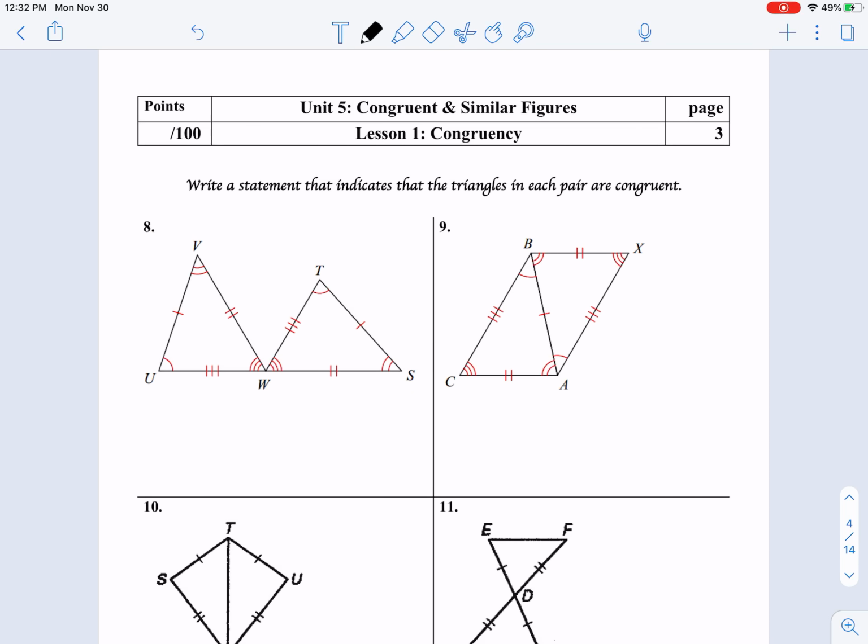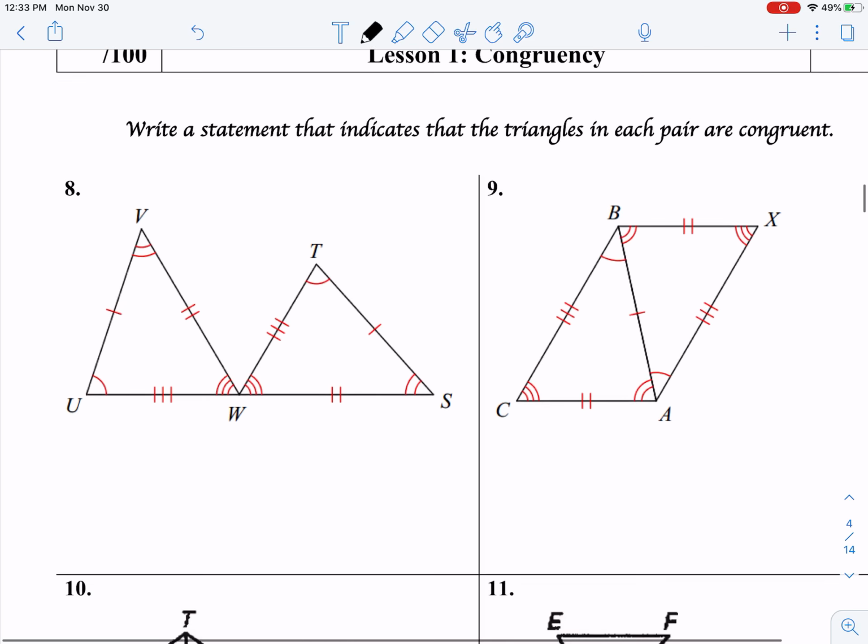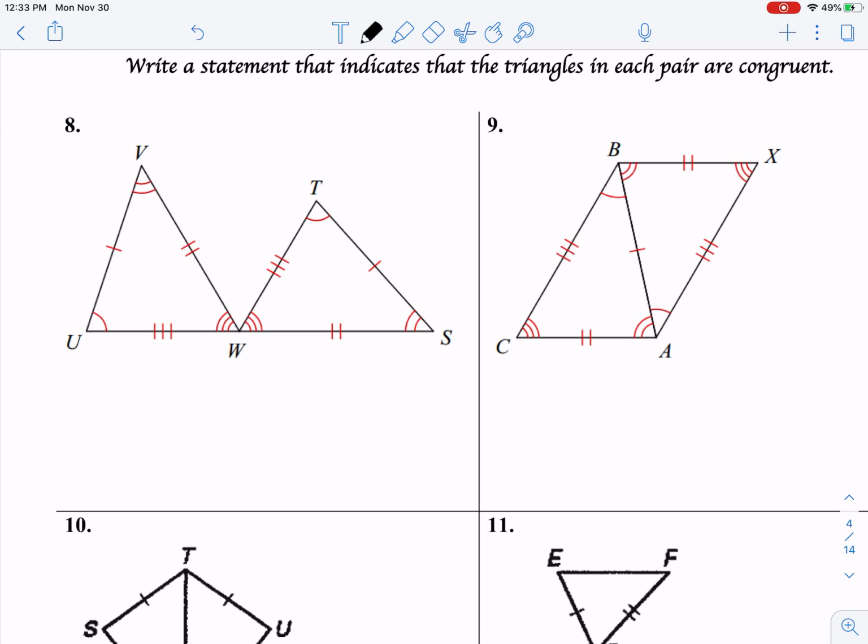Last but not least, so now you have to come up with matching and making sure that your marks in both your angles and your segments match up with each other. Okay. Now, what's cool about this is that there's a million different ways to write it.